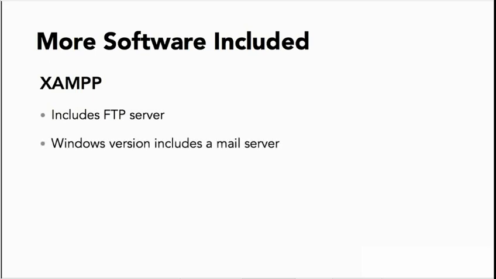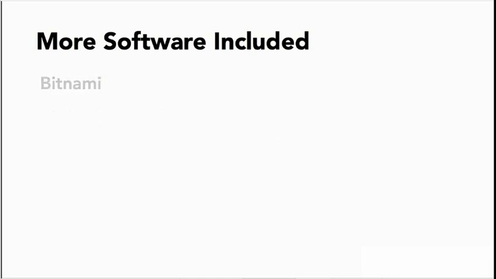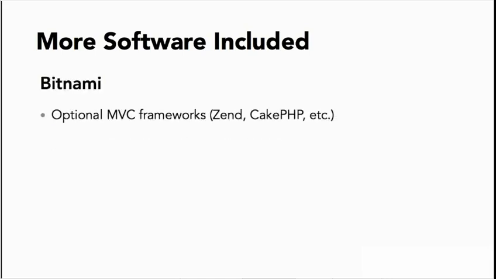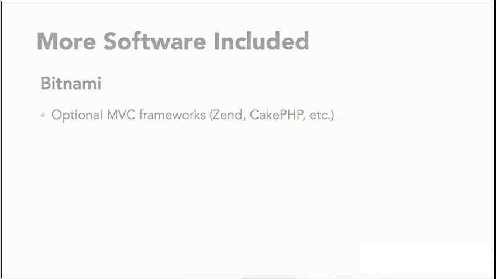If you're looking for more complete bundles with more software than just Apache, MySQL, and PHP, you might consider XAMPP, which includes an FTP server component, and the Windows version even includes an email server. Or if you want to work with some of the popular MVC frameworks for PHP, such as Zend Framework or Cake PHP, you might select Bitnami.